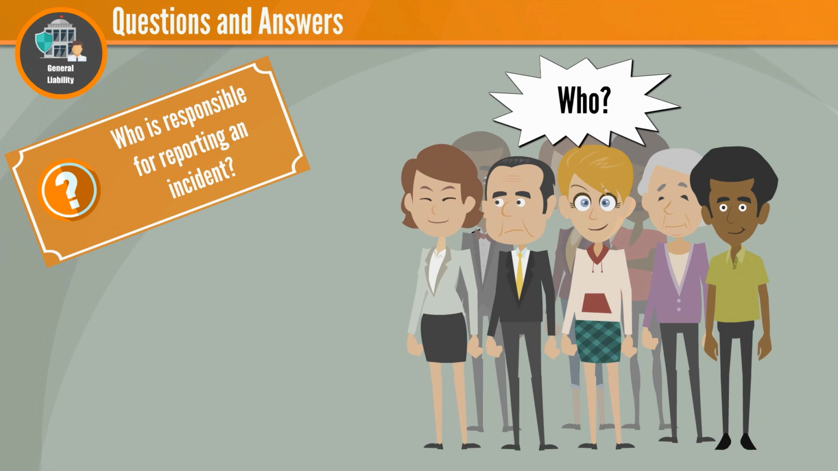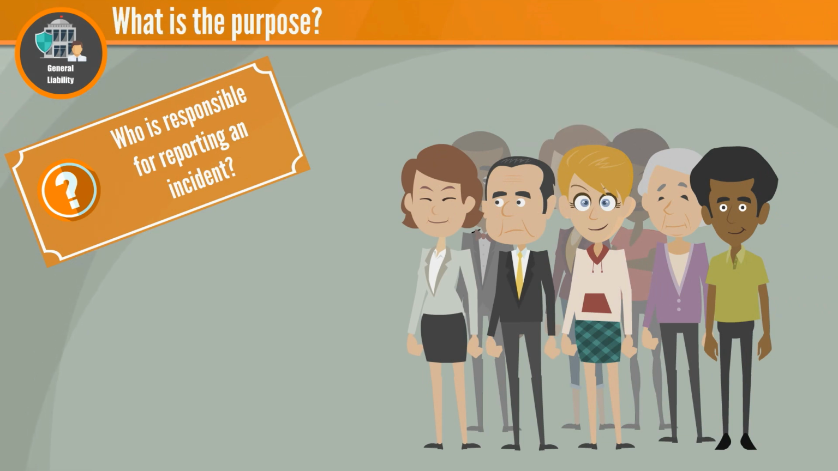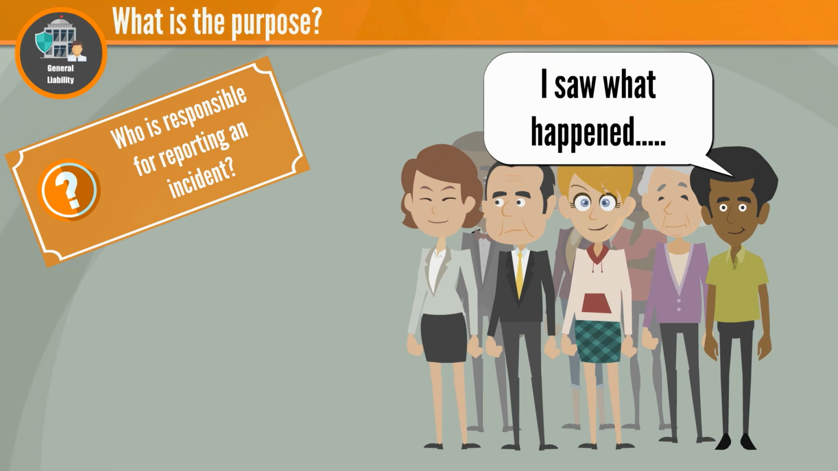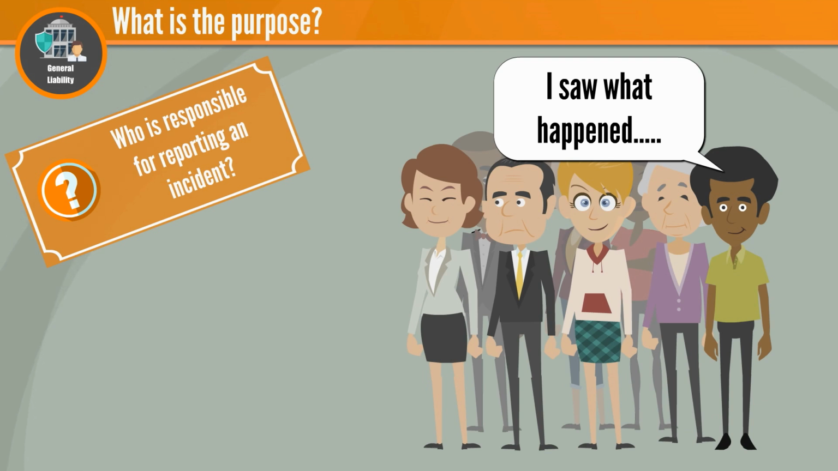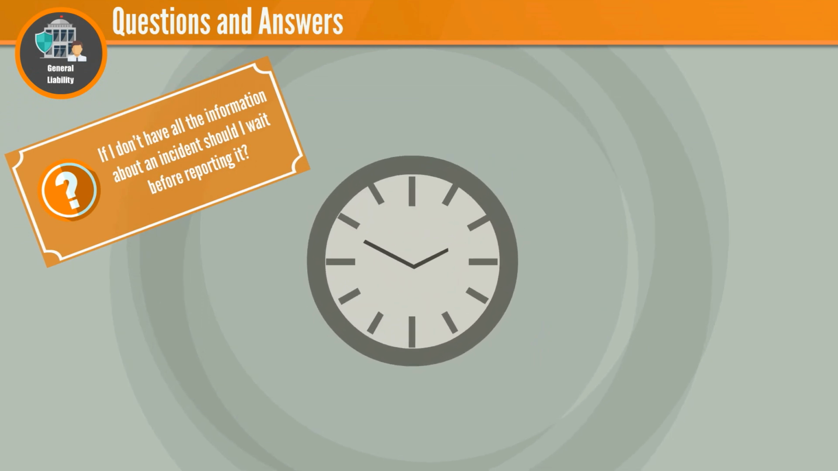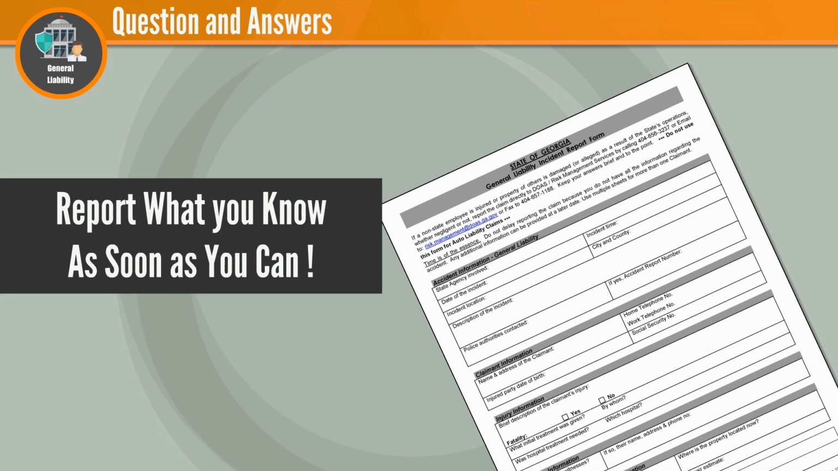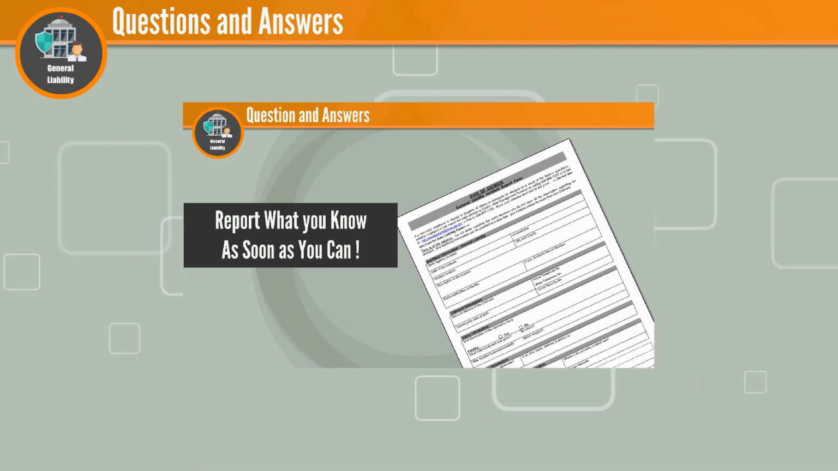Who is responsible for reporting an incident? Anyone who has information about or has been witness to an incident should take responsibility to report it. If uncertain about whether or not a particular incident should be reported, contact Risk Management to ask. If I don't have all the information about an incident, should I wait before reporting it? No, report as much information as you have as soon as you can.